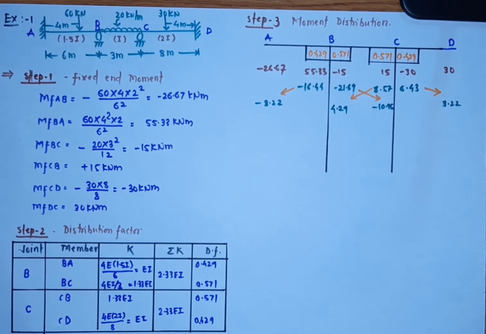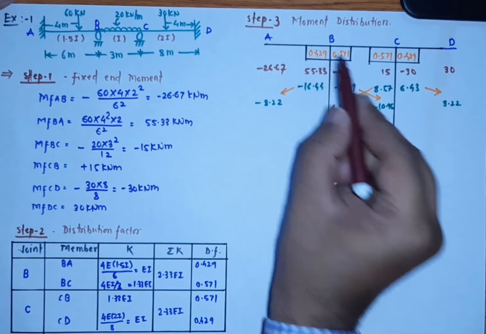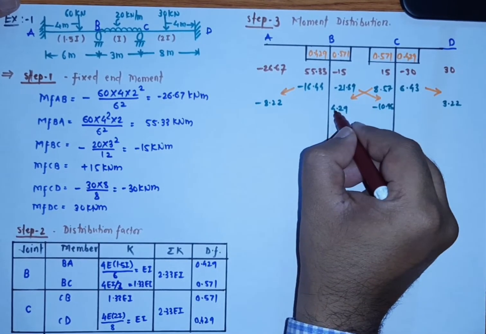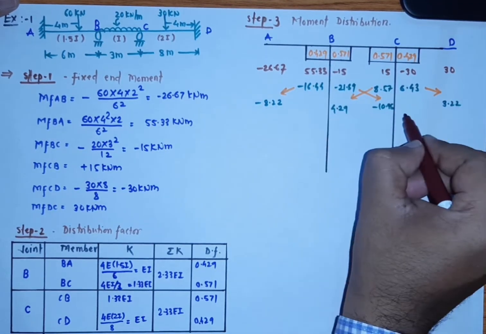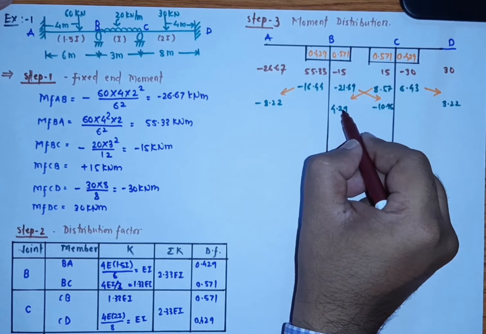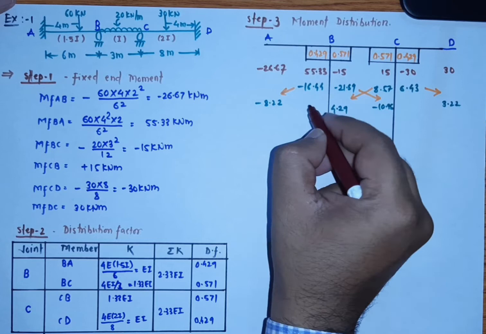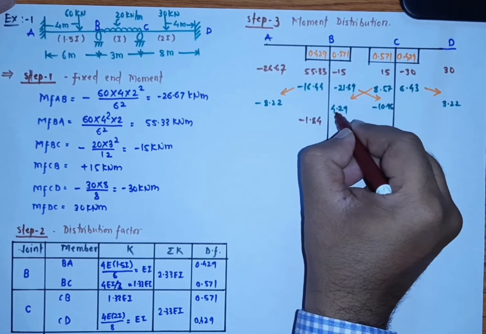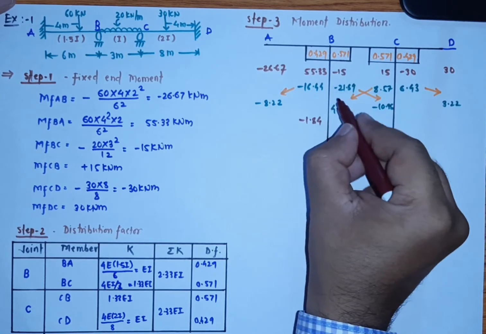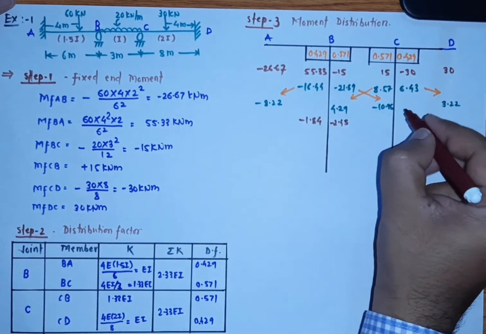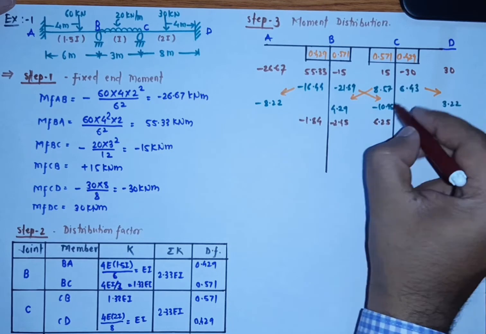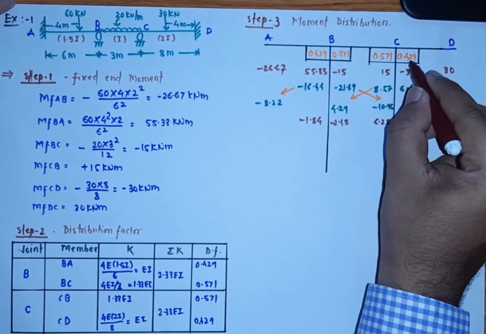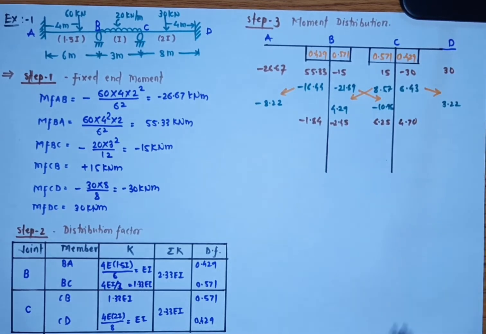Now next, what to do? Now we already have the values. Now we have to multiply only. 4.29 multiplied with 0.429, we will get a value. This is a plus value, that's why the next will be the minus one. For the 4.29 at the end, no need to do calculations, because we don't have any distribution factor for that. We have distribution factor only at a joint, not at the end. Therefore 4.29 multiplied by 0.429, it will be minus 1.84, and 4.29 multiplied with 0.571, it will be minus 2.45. Same as it is, minus 10.95 multiplied by 0.571, it will be 6.25, and minus 10.95 multiplied with 0.429, it will be 4.70. Now we balance the moment.